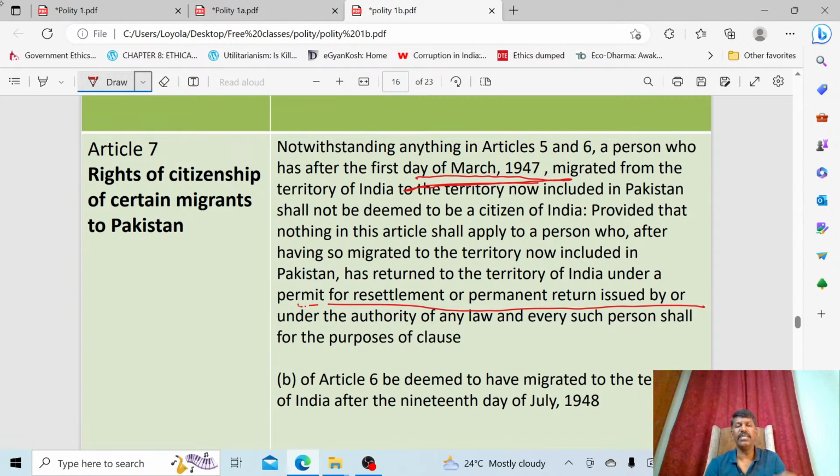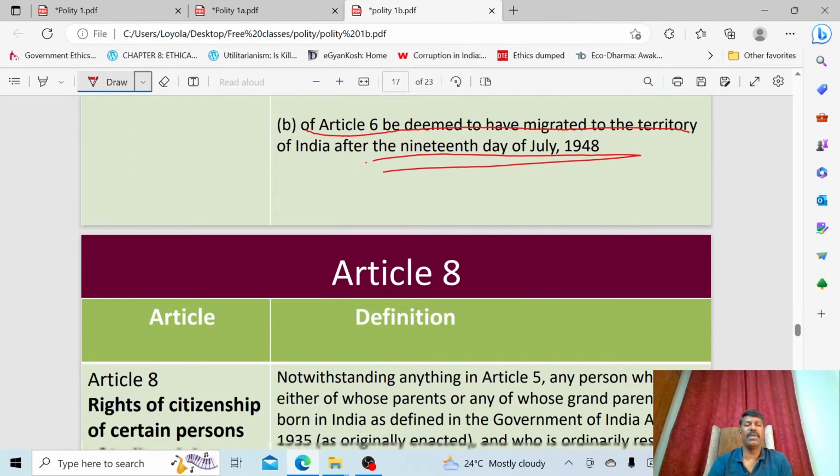Okay. And other than that, Article 6, the way it also gave something into the nature of the trade after the 19th July 1948, the provisions we discuss in Article 6, that also will come under the category. Based on that, the citizenship, we can say some people who migrated into India after 19th July 1948 will also come under the category.